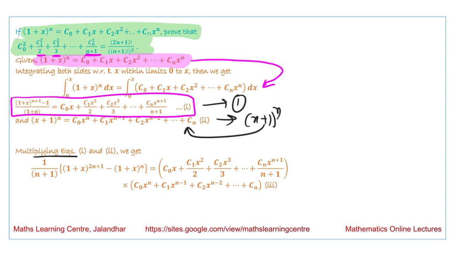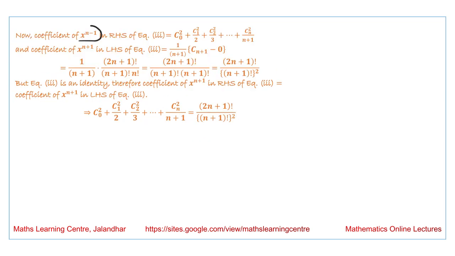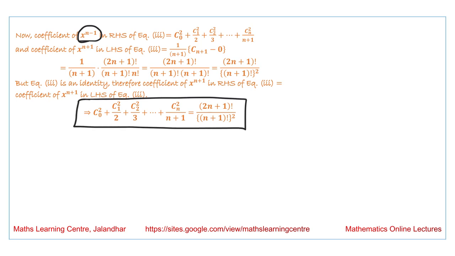When we multiply both these terms, and we equate the coefficients of x^n, we obtain the required answer. So you can try these calculations on your own. We have multiplied both these values, we obtain this result.